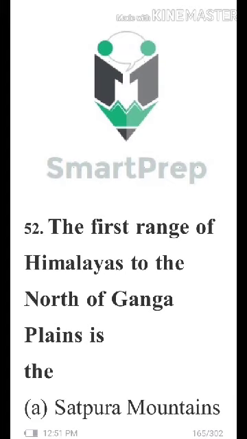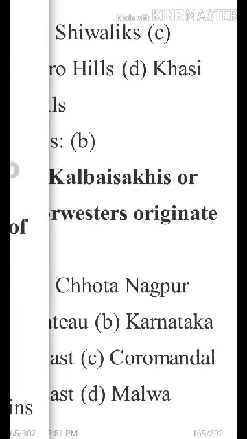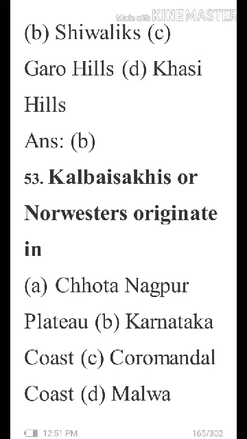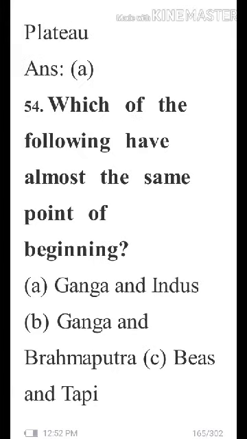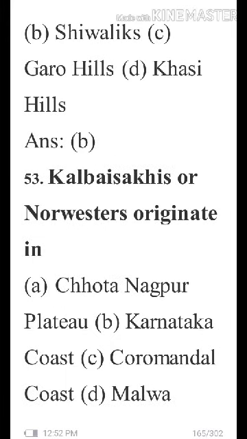Next, the first range of Himalayas to the north of the Ganga Plains is the Shivalik. Okay, Shivaliks. Kala Vaisakhis are northwesters that originate in the Chota Nagpur plateau.